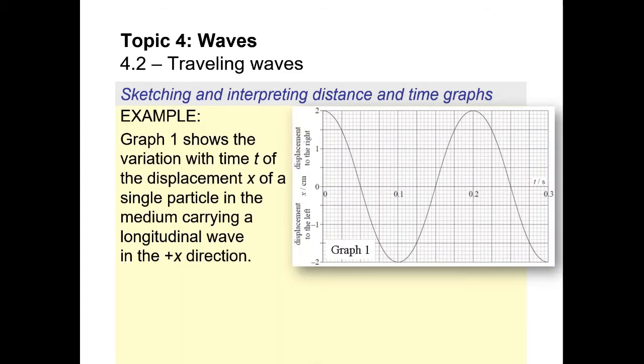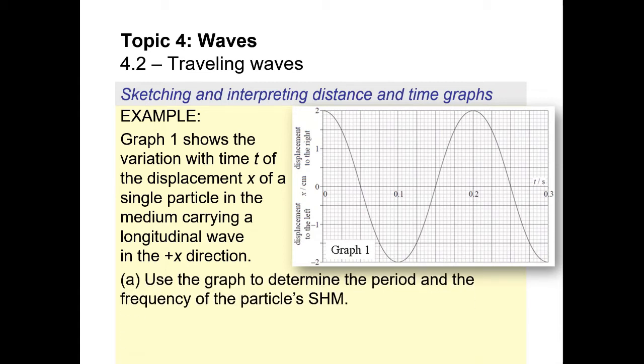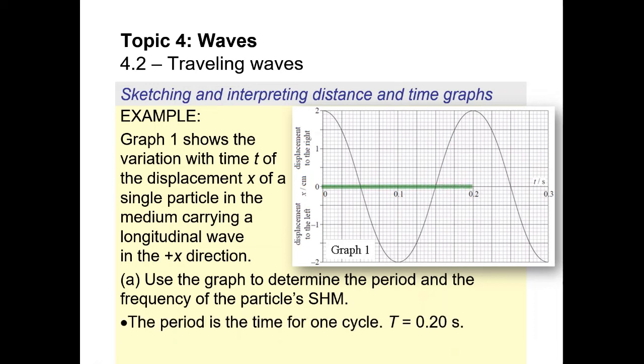Graph 1 shows the variation with the time t of the displacement x of a single particle in a medium carrying a longitudinal wave in the x direction. A. Use the graph to determine the period and the frequency of the particle's simple harmonic motion. Graph 1 is a displacement time graph, and that gives us the period. The period is from crest to crest, which is 0.2 second. And the frequency is 1 over period, that is 1 over 0.2 equals 5 Hertz.